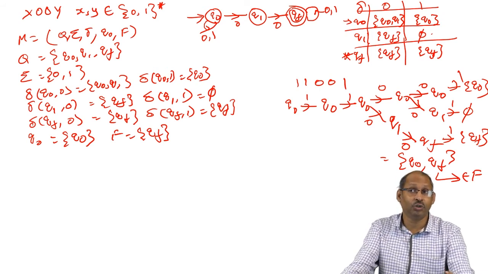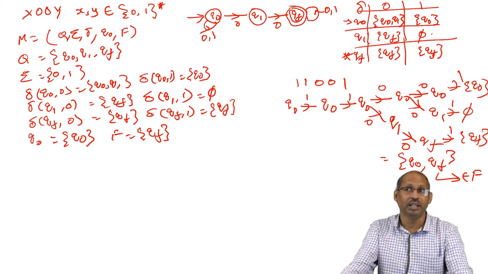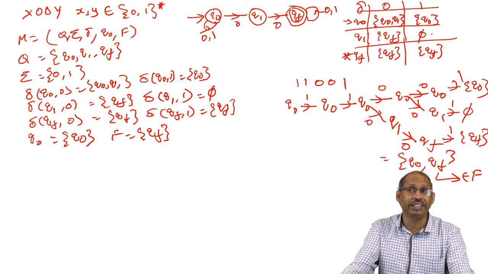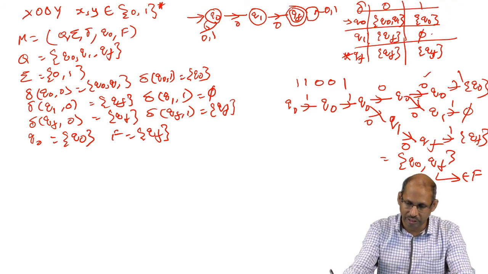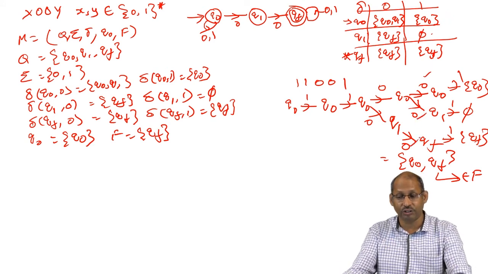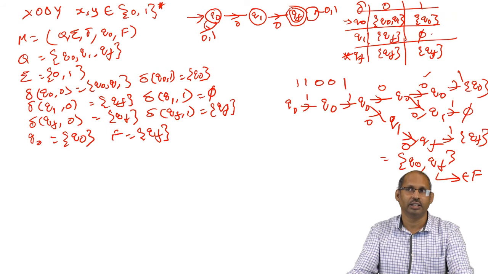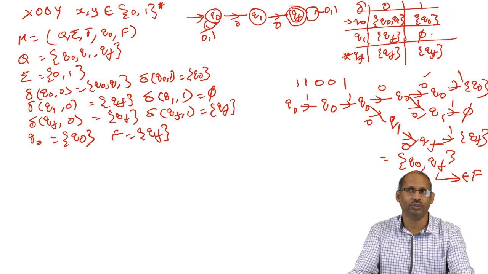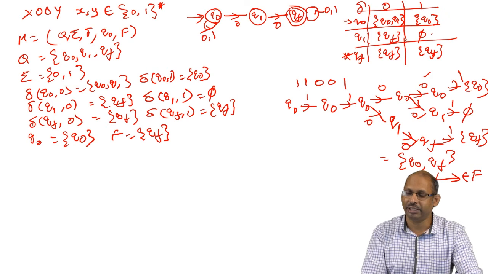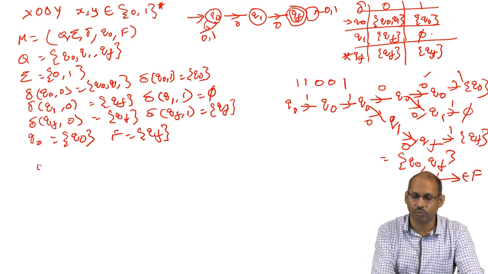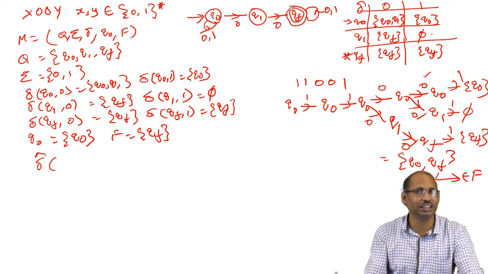So for Q naught on 0, we have to consider both output states, Q naught and Q1. Both of these states we have to consider for the next input symbol 0. Right? So we find Q naught on 0, which gives Q naught, Q1, and Q1 on 0, which gives QF. So finally it gives Q naught and QF, a set of states. Now we represent this in standard form, using the string transition function.